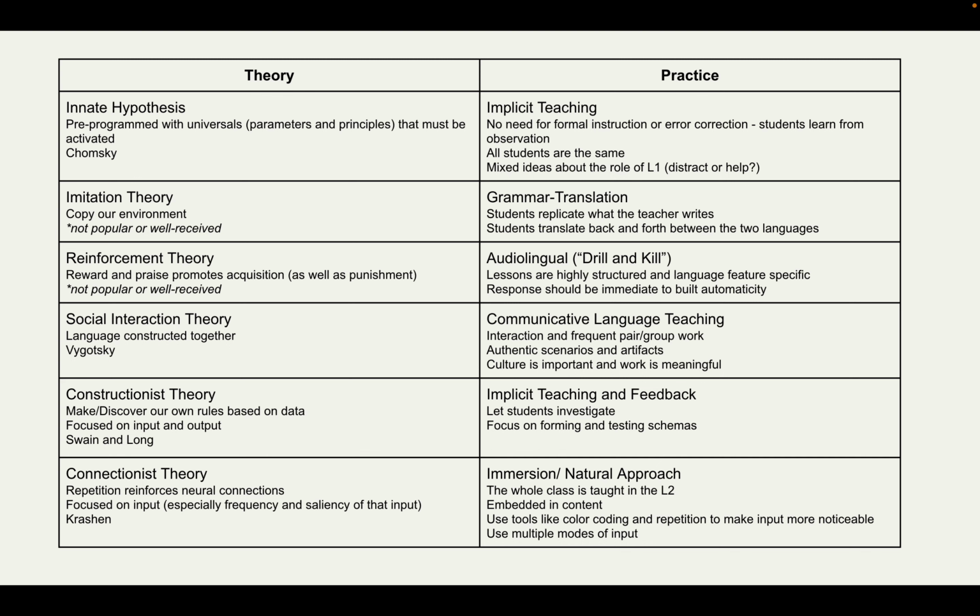If you believe that's how language is acquired, you might approach teaching with an emergent or natural approach, the idea that it's all input, that the whole class is taught in English, that it's embedded in content, and that you focus on making input accessible and salient, or highly frequent. So you might color code things, you would repeat things a lot, you would combine modes of input, so you would have visuals with the spoken word. As we can see, depending on what you believe regarding second language acquisition, it would impact your practice.